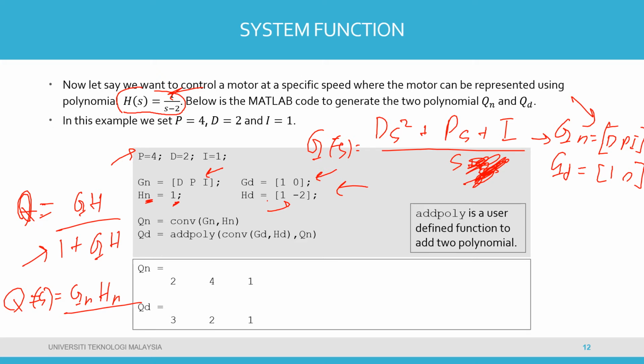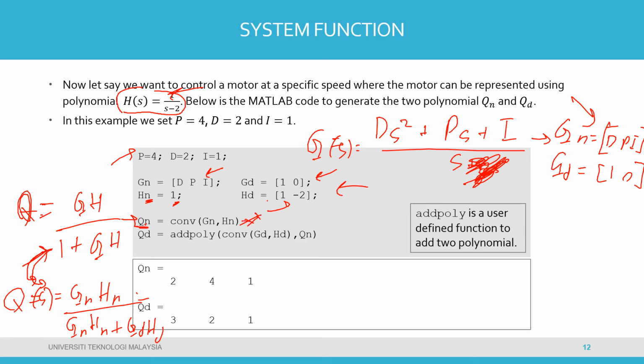Divide by Gn hash N, also the top part, plus Gd hash D. Okay, so this is basically after you do some manipulation, you get this answer. So basically Gn hash N divided by Gn hash N plus Gd hash D. Okay, after you do some manipulation. So basically to get Q, Q numerator you just multiply the top.